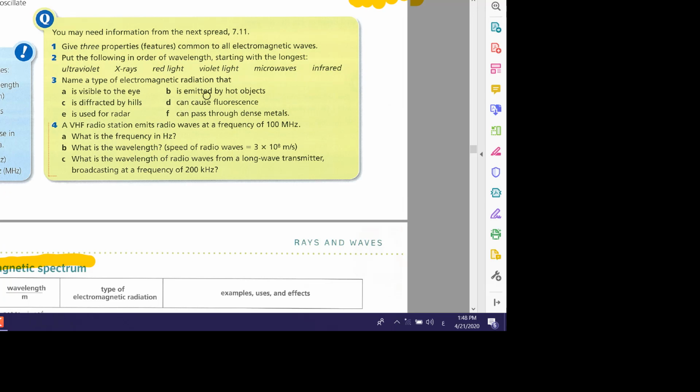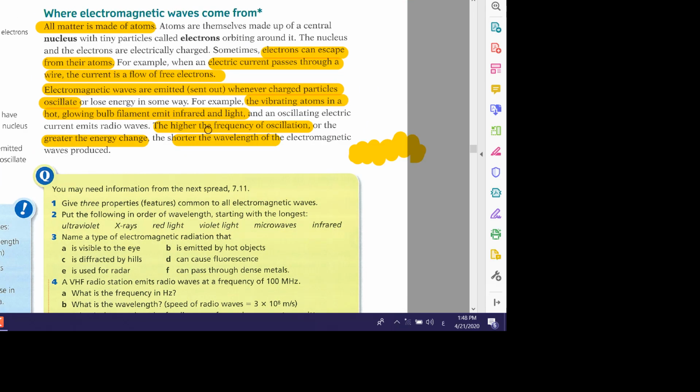B. Is emitted by hot objects. The answer is infrared, as we explained here. We said a hot glowing bulb emits infrared. So what kind of type is emitted by a hot object? It's infrared.